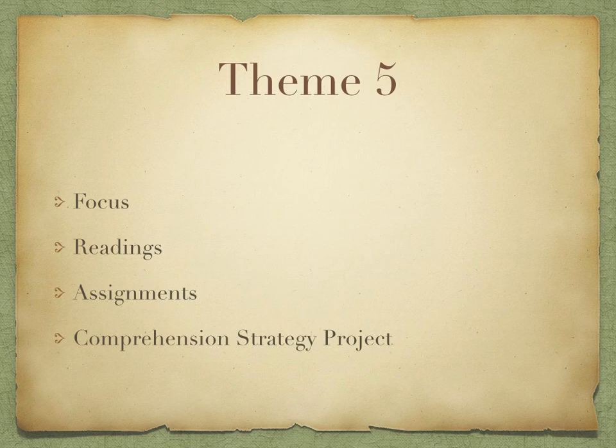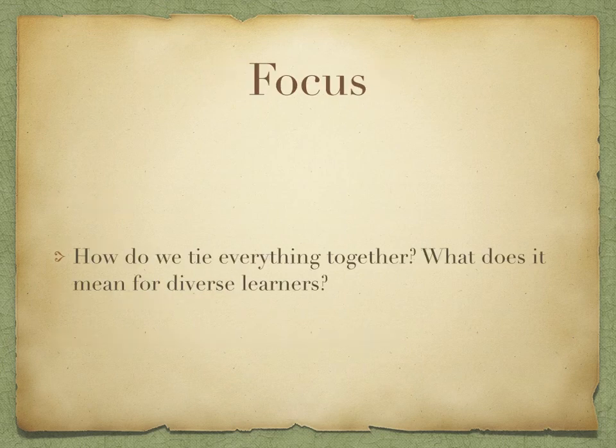We'll look at the readings and assignments, and we'll go into a little bit more depth with the comprehension strategy project, which is the last of the curricular quartet pieces. Again, that focus is how do we tie everything together and what does it mean for diverse learners? So for each of our themes preceding this one, we had an essential question. So we're thinking about those 4 essential questions and how we piece them all together, giving all of the learning that we've done so far this semester.